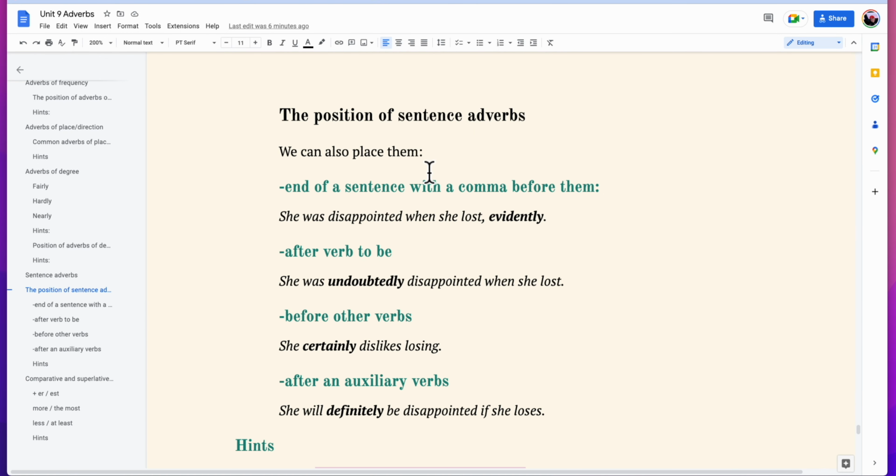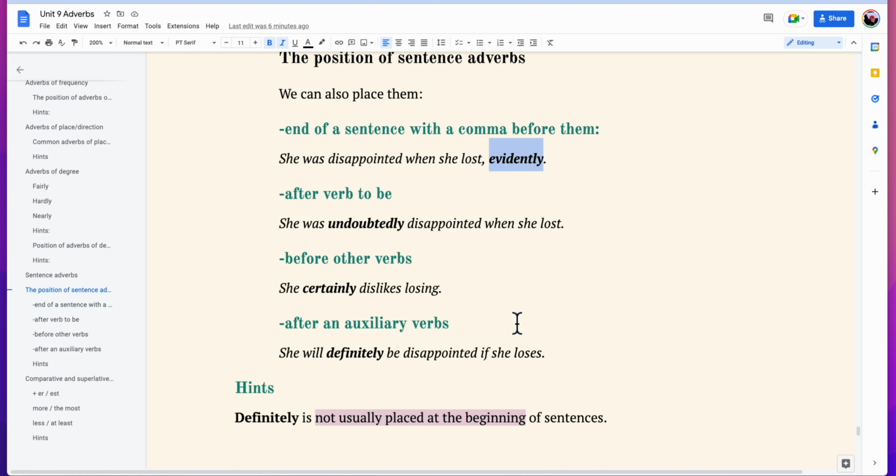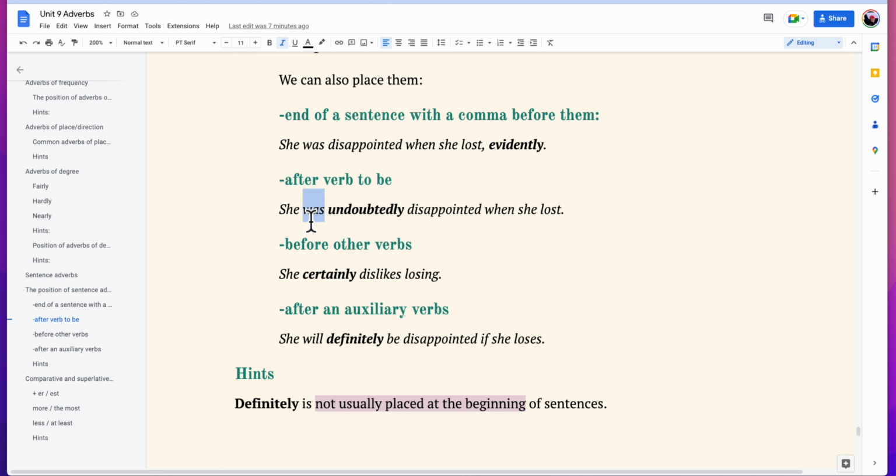We can place sentence adverbs at the end of a sentence with a comma before them. She was disappointed when she lost, evidently. Or even after the verb to be: she was undoubtedly disappointed. And beware that the word undoubtedly is actually talking more about disappointed, but this disappointed is modifying the subject. So that's why you can in a sense say that this sentence adverb is actually modifying the whole sentence.